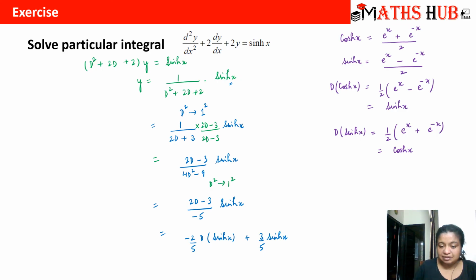So in that case, this term will become minus 2 by 5 times the derivative of sine hyperbolic x, which is cos hyperbolic x, plus 3 by 5 sine hyperbolic x. That comes out to be your particular solution.